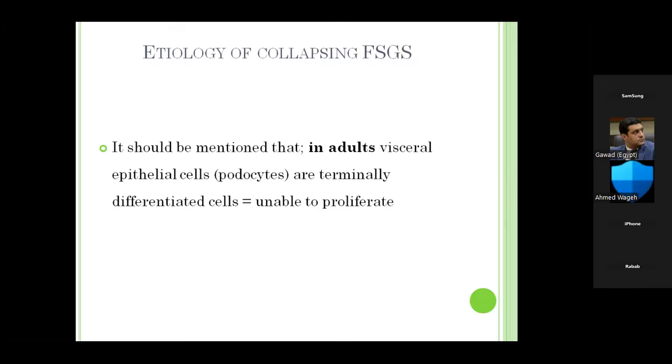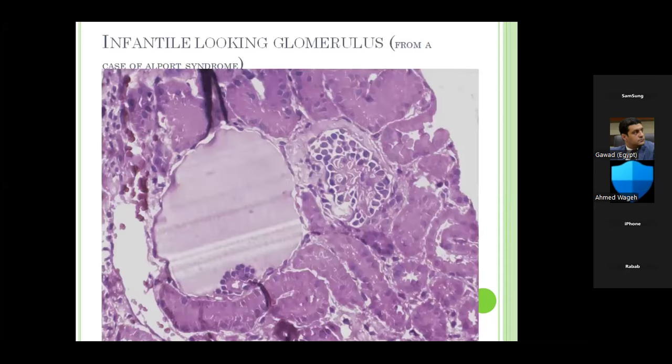It should be mentioned that in adults, visceral epithelial cells, the podocytes, are terminally differentiated cells and are unable to proliferate. So normally these podocytes are unable to proliferate. What makes these cells proliferate is an injury.